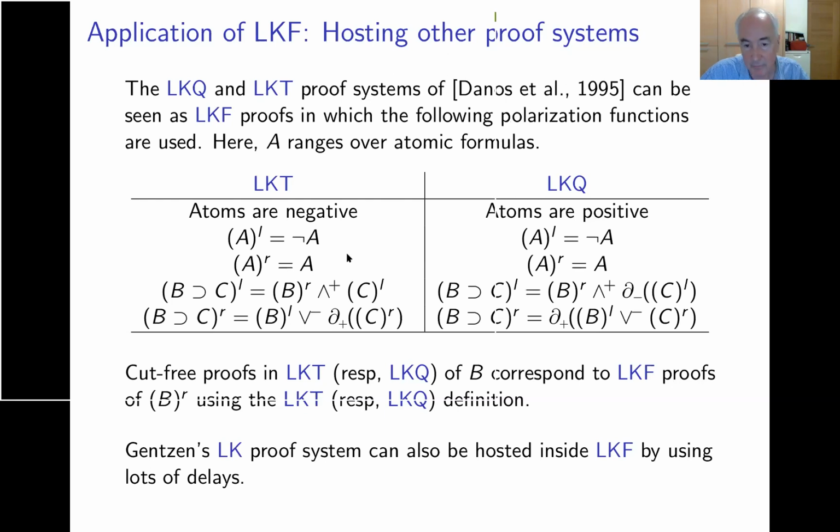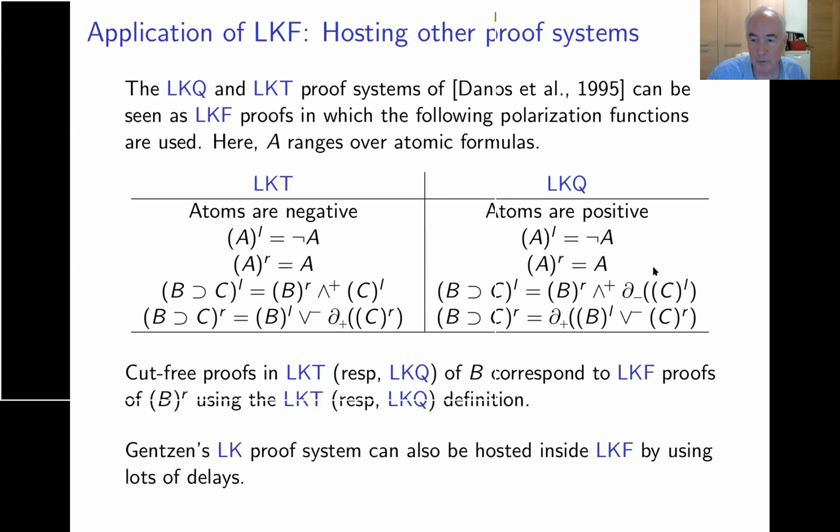And just for the sake of completeness, we can write this in that fashion. We can take their formulas, write them in classical logic using this polarization and the assumption that all atoms are negative. Then the cut-free proofs produced in LKF of that image are exactly the proofs of LKT. And if you choose atoms to be positive and you do things slightly differently, you put a delay or two in a different place and use positive and negative connectives slightly differently, then you get their LKQ calculus.